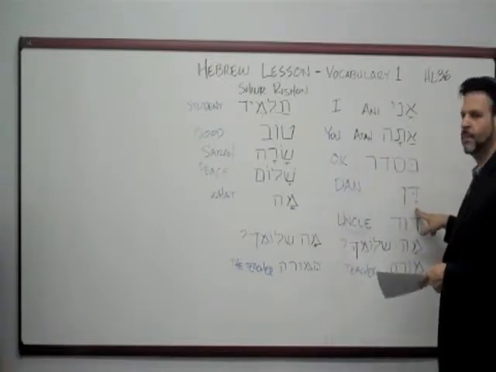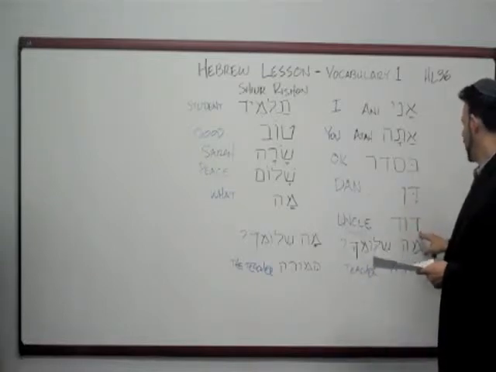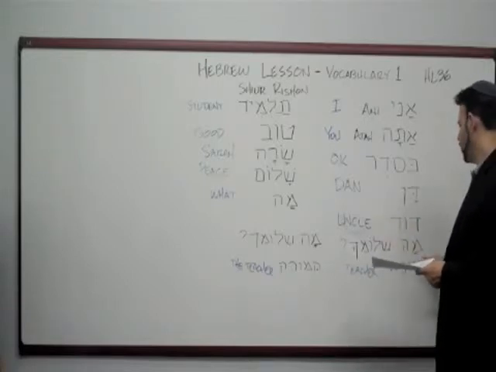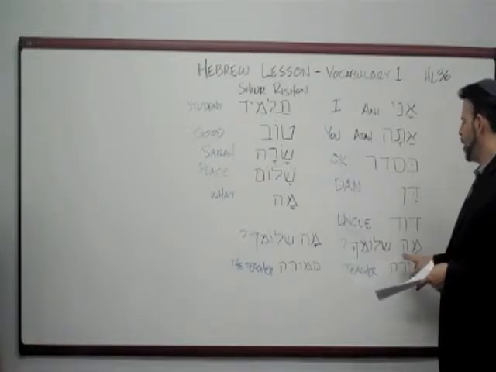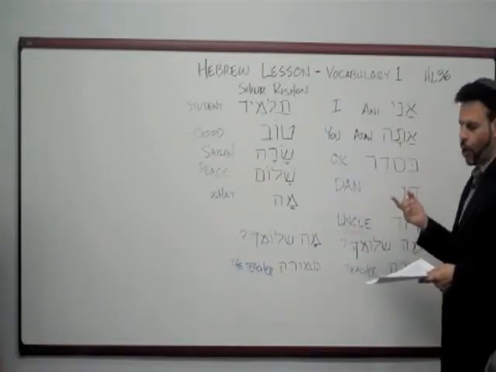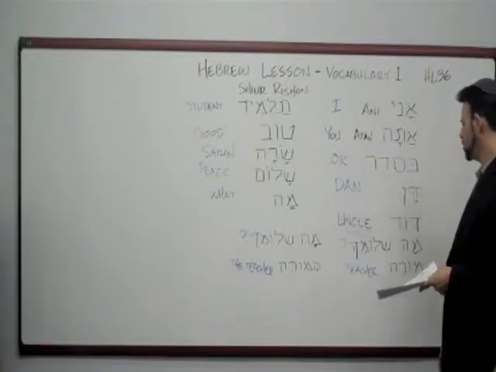We have this name, Don, okay, which is Dan. We have this word here, Dod, which means uncle. We have this question here, Ma shalomcha, for a man, it means, how are you, what's your peace like? We have this word here, Morey, which means teacher, it's a male teacher.